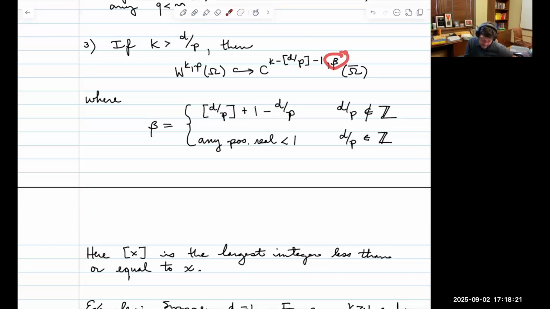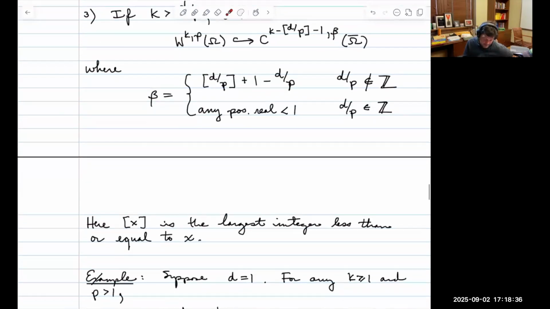Don't worry about this extra part. These are what we call Holder spaces, and this is what we call the Holder exponent, I guess. So don't worry about what that part is. Really just interested in this part. Let me tell you how these results are applied.